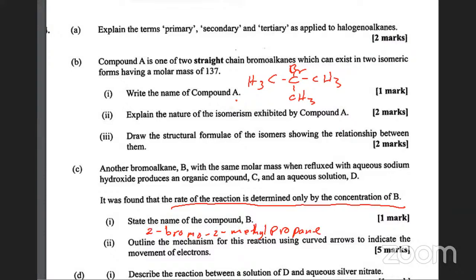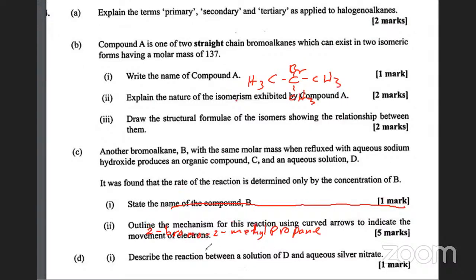Before I run through the mechanism, describe the reaction between a solution of B and aqueous silver nitrate. If you remember how the mechanism goes, the bromoalkane's bromide ion will come off, so it will be in solution.